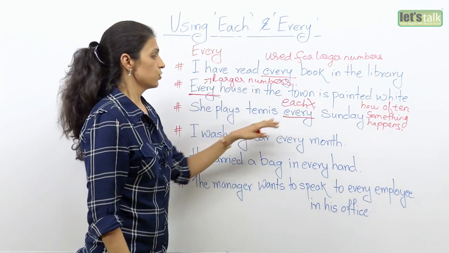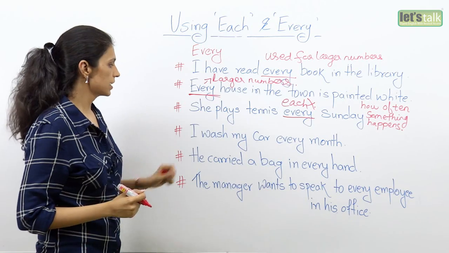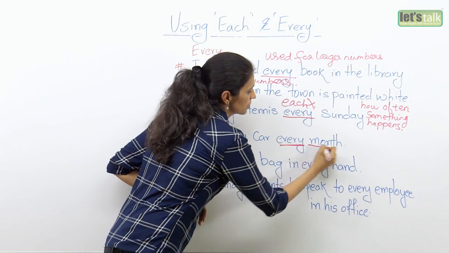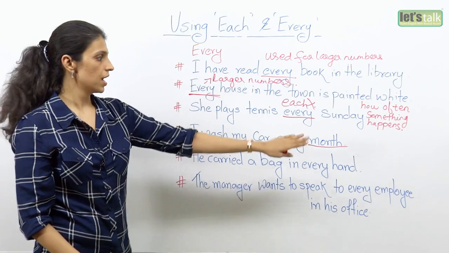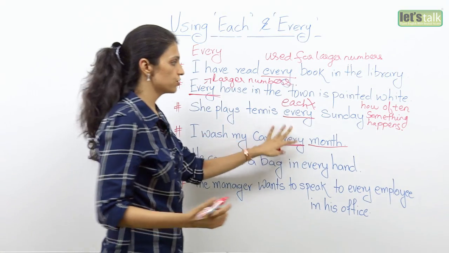Okay, so when you talk about frequency, friends, remember to use every. Like in my next sentence, I wash my car every month. Now here I am telling you how often I wash my car every month. I am stating a frequency, so please use every.